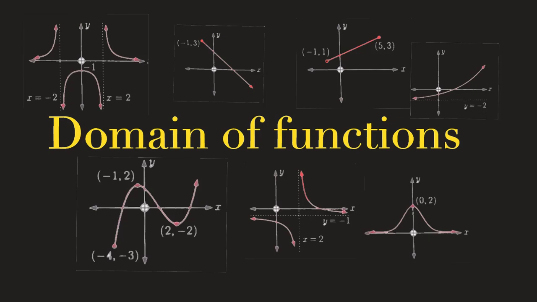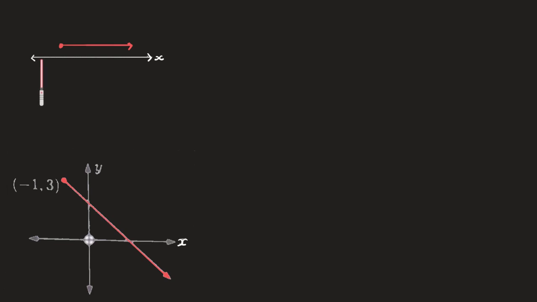The domain of a relation is the set of values which the variable x can take on the horizontal axis. In this video, I want to show you how to state the domain of a function in set notation. Let's look first of all at a number line here, which is the x-axis.